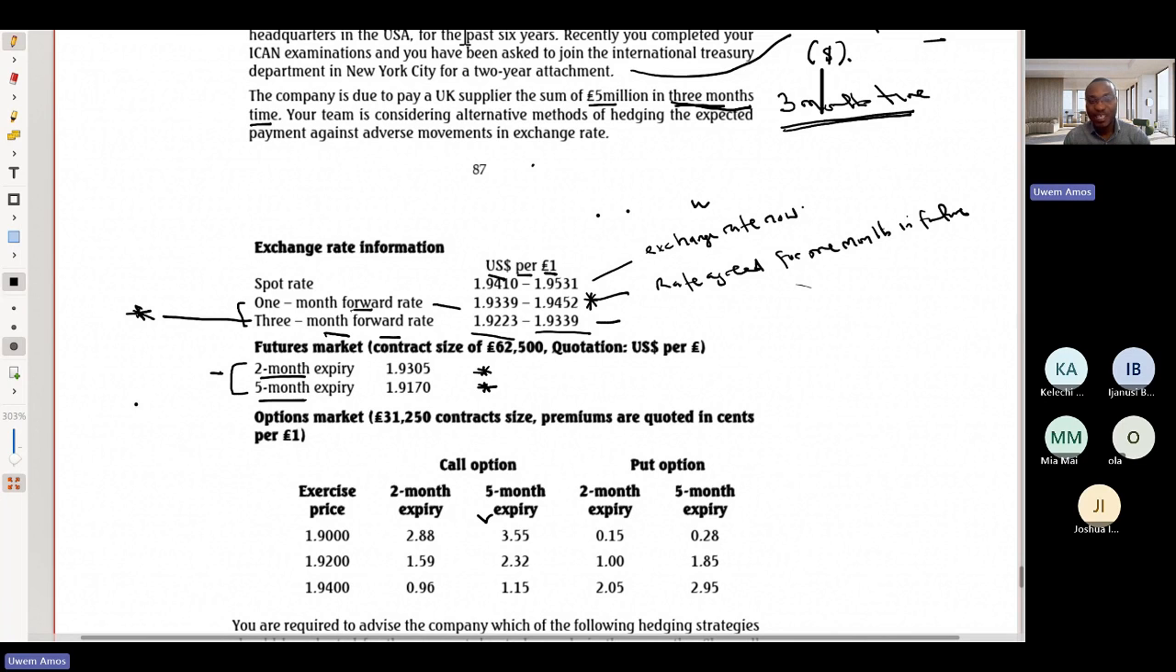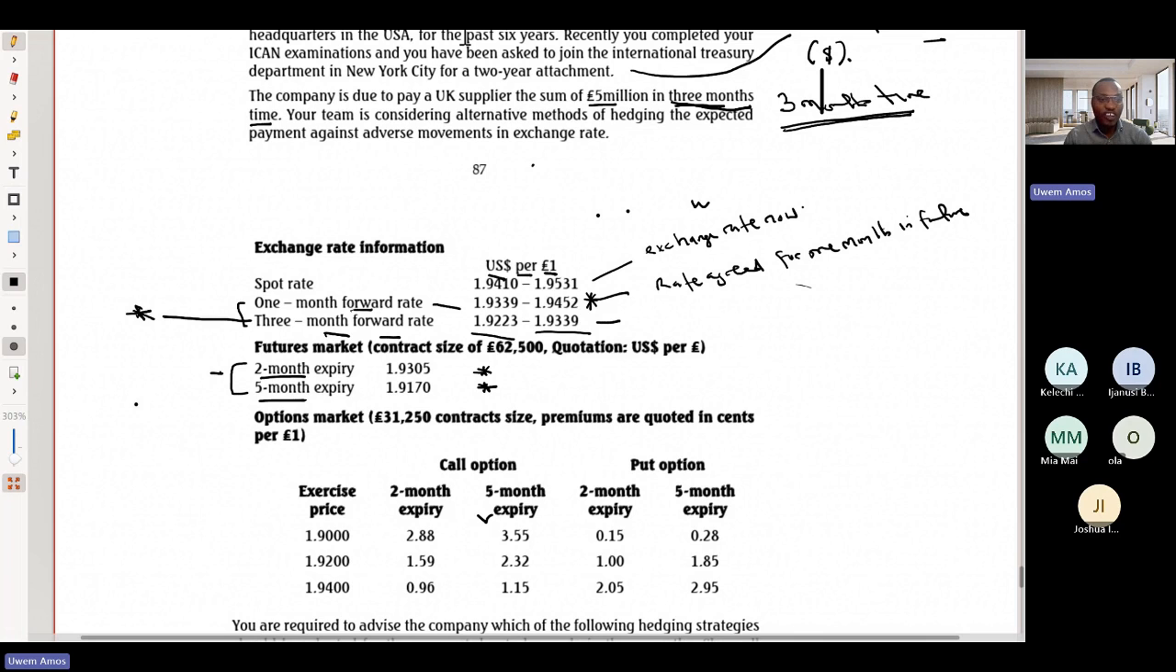Guys, what do you think? Would that still be open and available in 3 months' time? What do you think? The answer is no, because it is expiring in 2 months. We need to make our payment in 3 months' time. So we need a future that is open when we need to make payment.